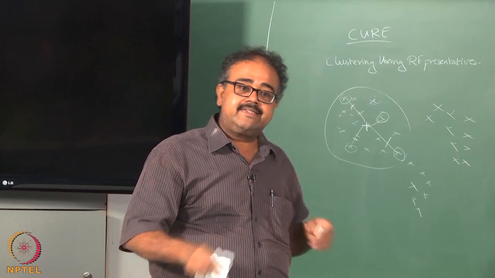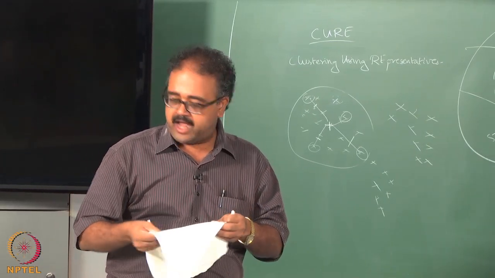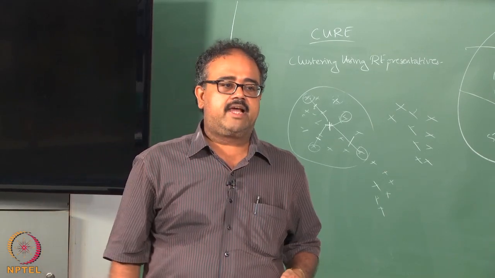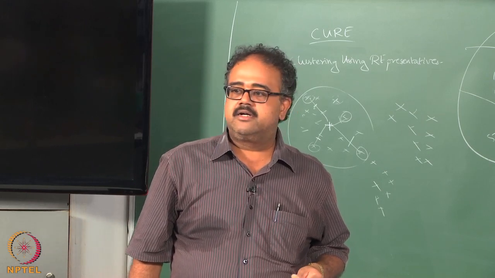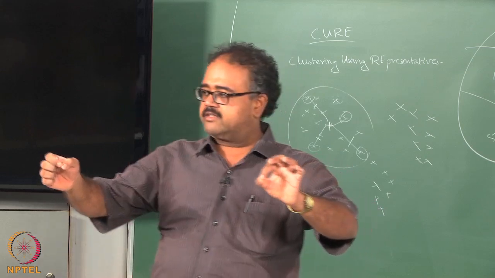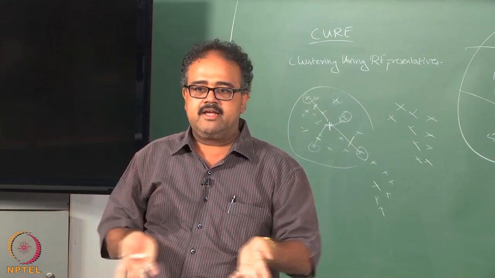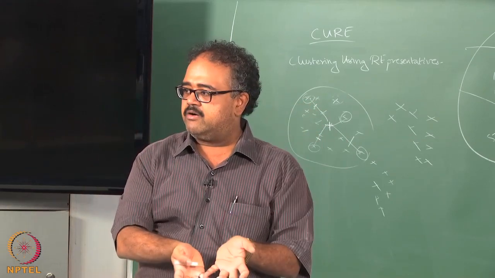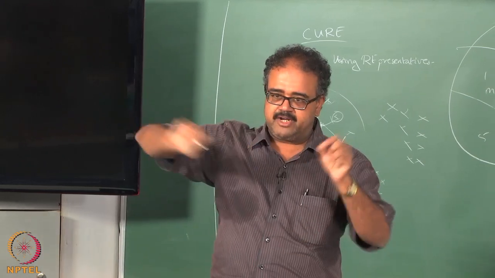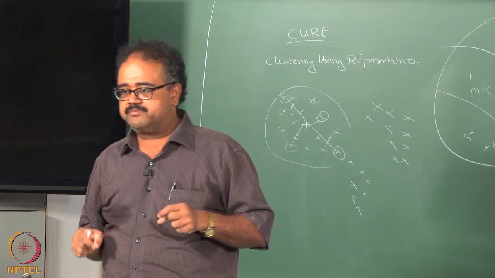Another nice thing about CURE is that because I am doing this clustering around representative points, I am not really limited to looking at convex clusters like I have with k-means. In k-means, if I have 2 centroids, this will be the separating line. If I have 3 or 4 centroids, I will basically be looking at some kind of convex shape around the centroid. But since I have multiple representative points, I can actually have non-convex shapes also.